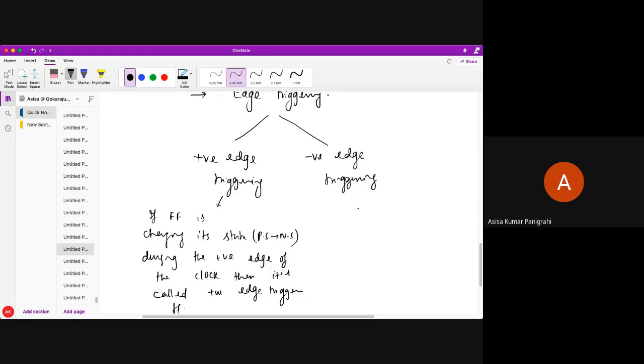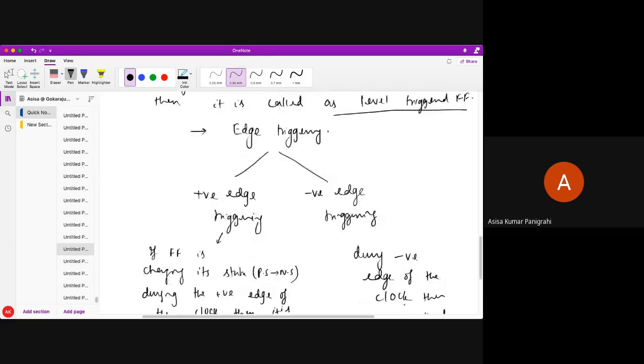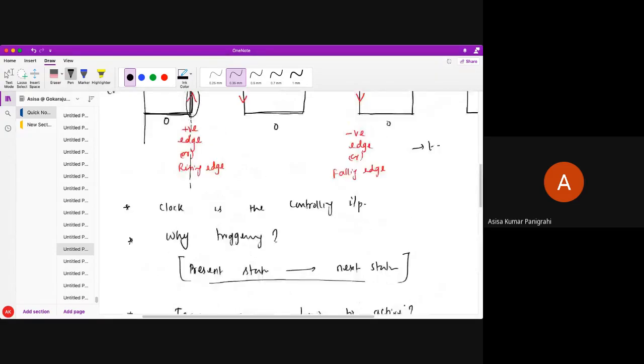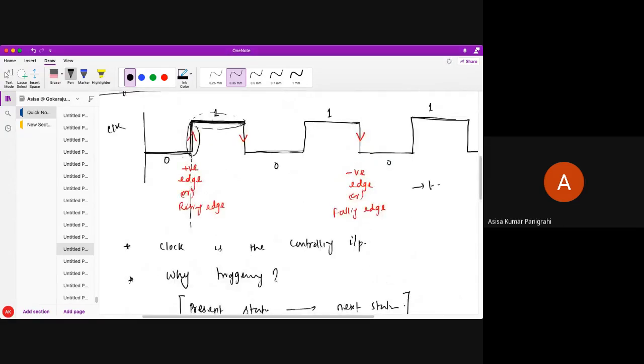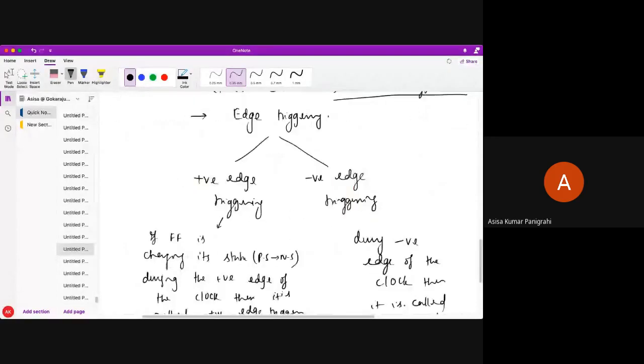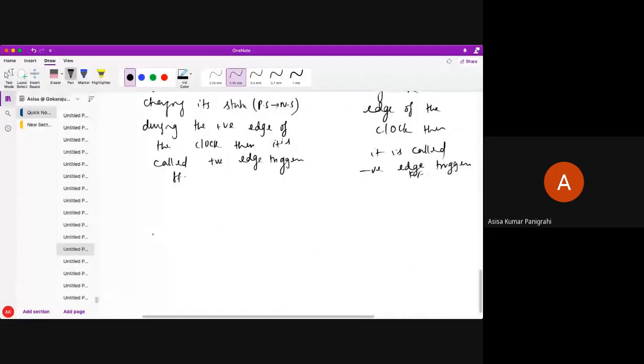Similarly, if the flip-flop is changing its state during the negative edge of the clock, then it is called a negative edge triggered flip-flop. Understand or any doubt? Okay. So how many mechanisms do we have to activate the flip-flop? Three ways. One is level triggering, another is positive edge triggering, and negative edge triggering. I'll discuss all these in brief with proper timing diagrams.